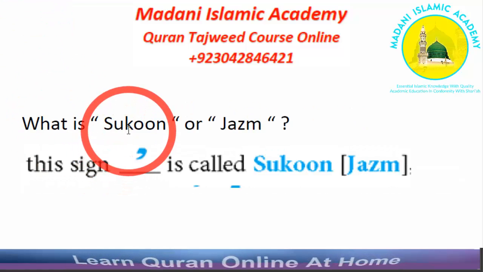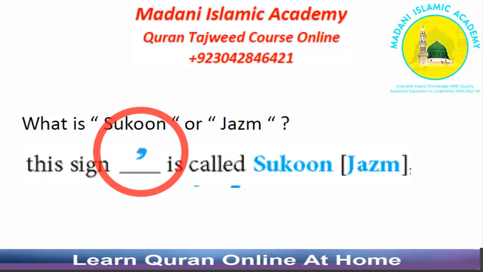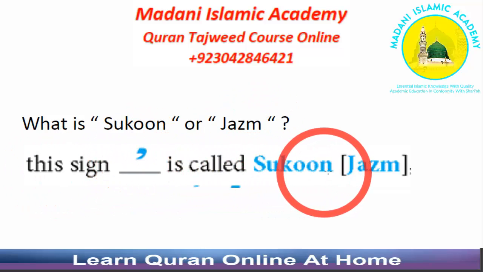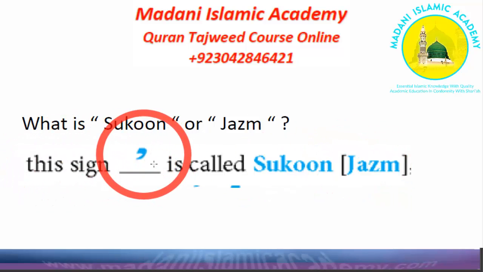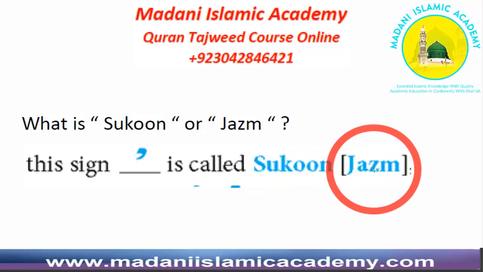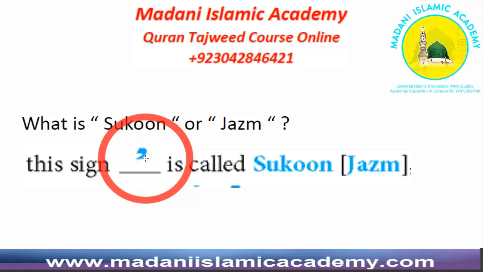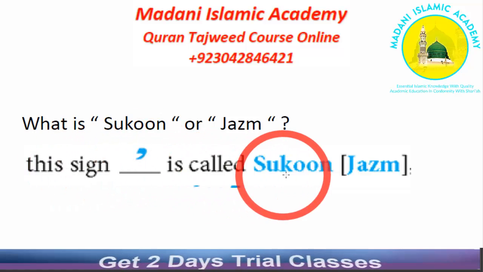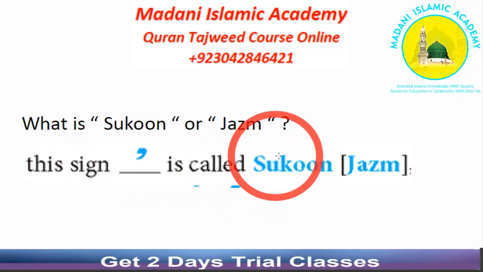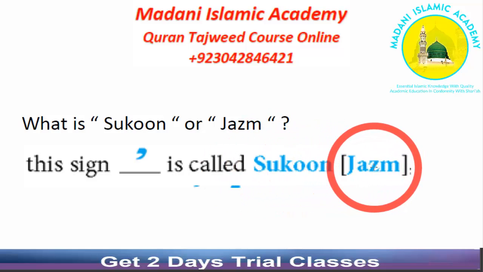What is sukoon or jazm? This sign is called sukoon or jazm. In an Arabic accent, this sign is called sukoon sign or jazm sign, and this sign is always placed above the letter. We remember this sign is always placed above the letter, and this sign is called sukoon sign or jazm sign.